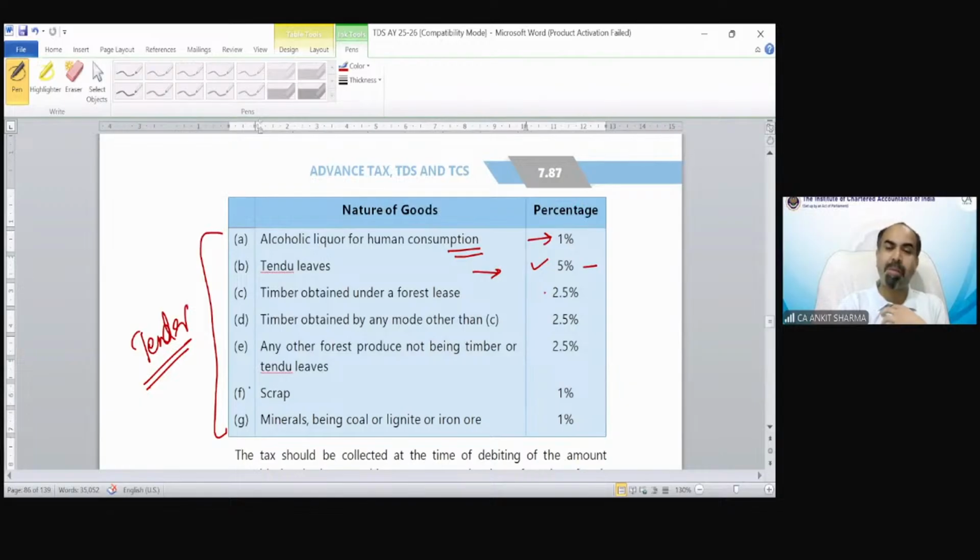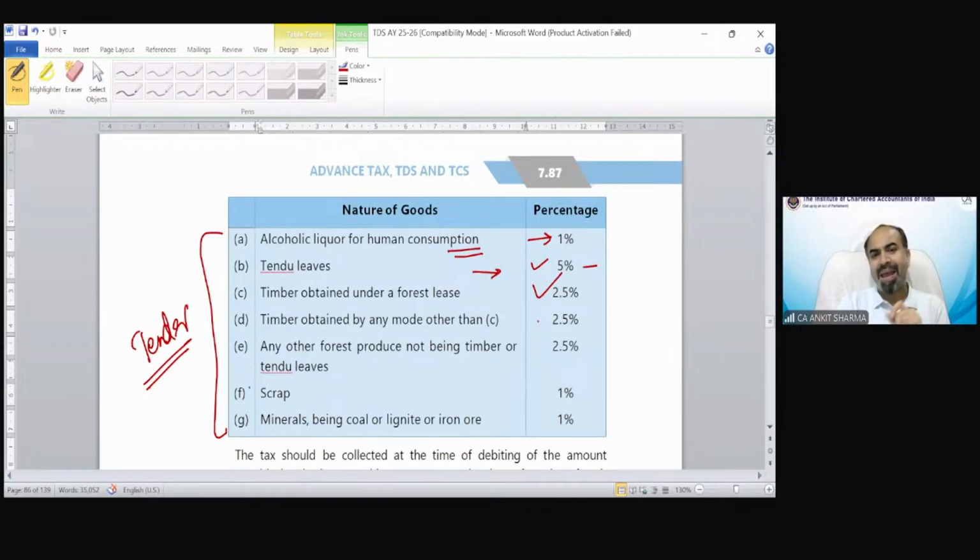So suppose I am a buyer, I applied for a tender of timber obtained under a forest lease, and I have been selected. The person who is giving me that tender is the seller, and I am the buyer. So he will charge 2.5% extra on the tender. Okay.